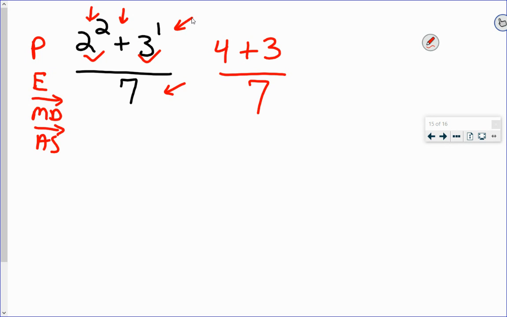Now what's left to do? All that's left to do is add. 4 plus 3 is 7. And then we've got 7 over 7. So how many 7s make up 7? The answer is 1. The answer to this one is 1.